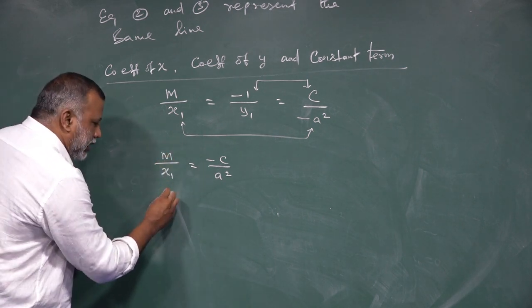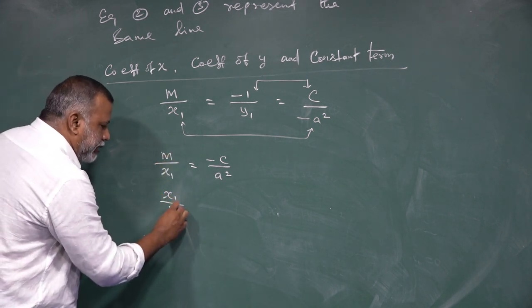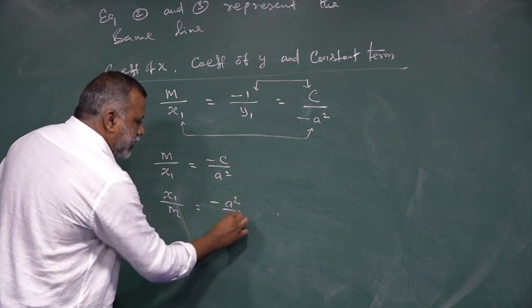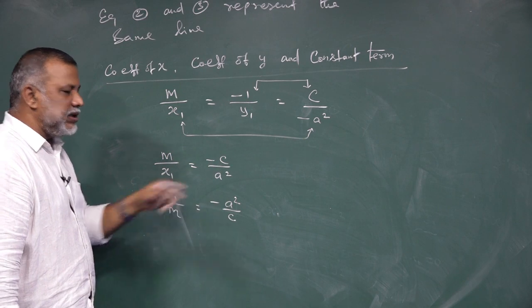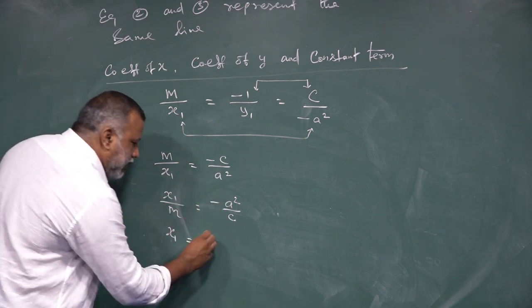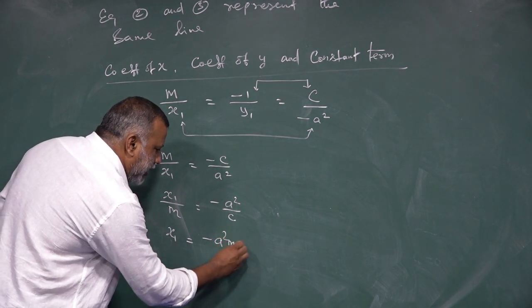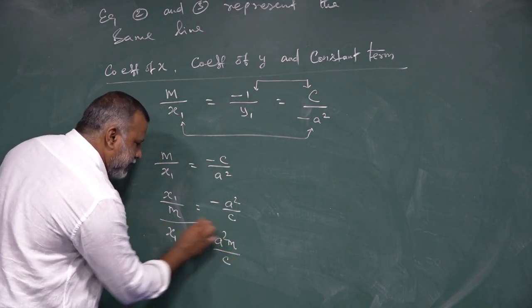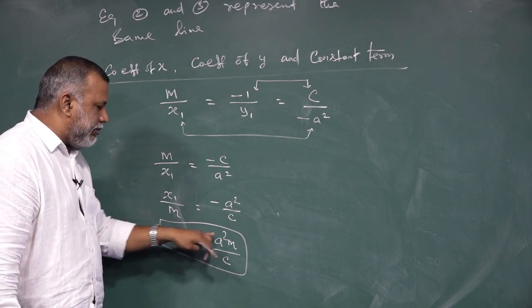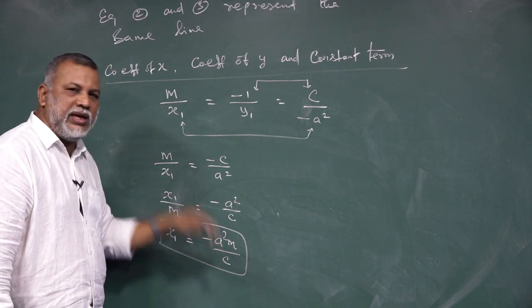Therefore, take the reciprocal. I can write x1 by m is equal to minus a squared by c. So take the reciprocal. I need to find x1. x1 is equal to minus a squared m divided by c. This is the value of x1. So x1 equal to minus a squared m divided by c.